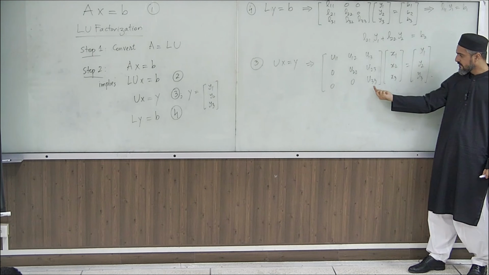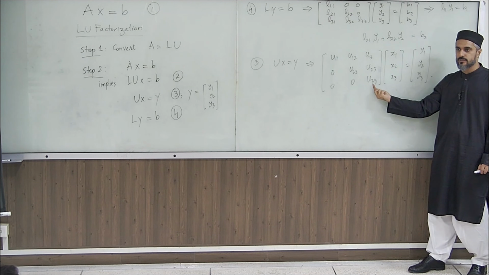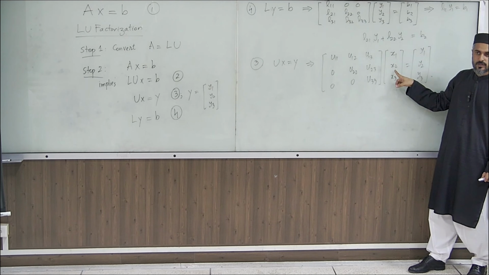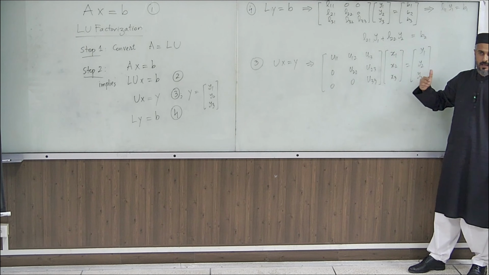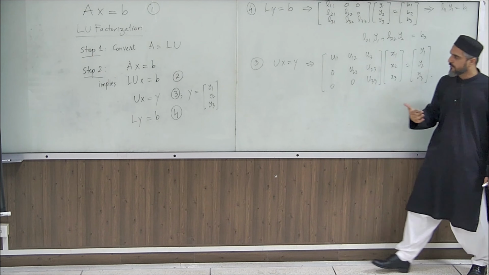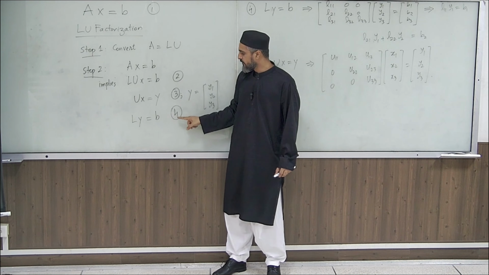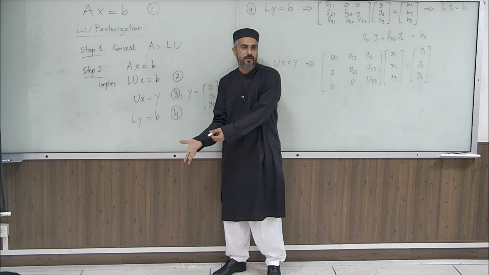You will first try to solve the last equation. You will get the value of x3. Then you will get the value of x2. Then you will get the value of x1. So in this particular process, by converting equation 1 into 3 and 4, we will be able to get the unknown vector x.